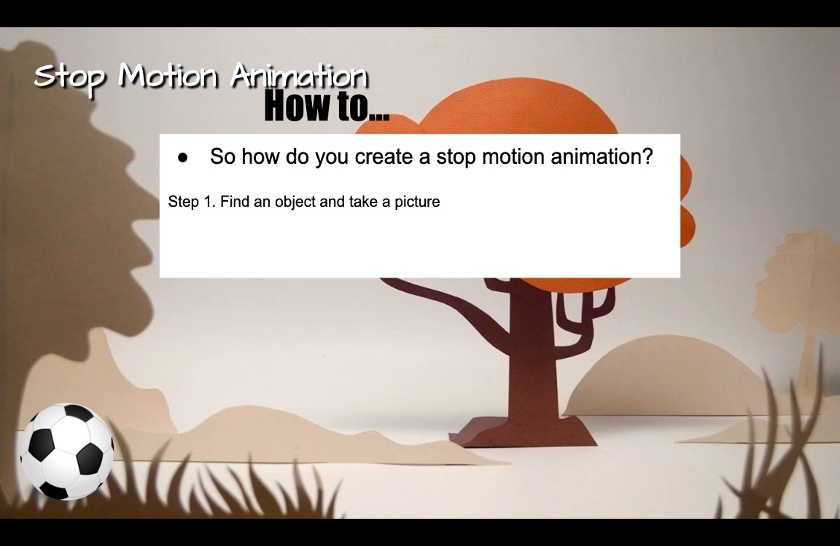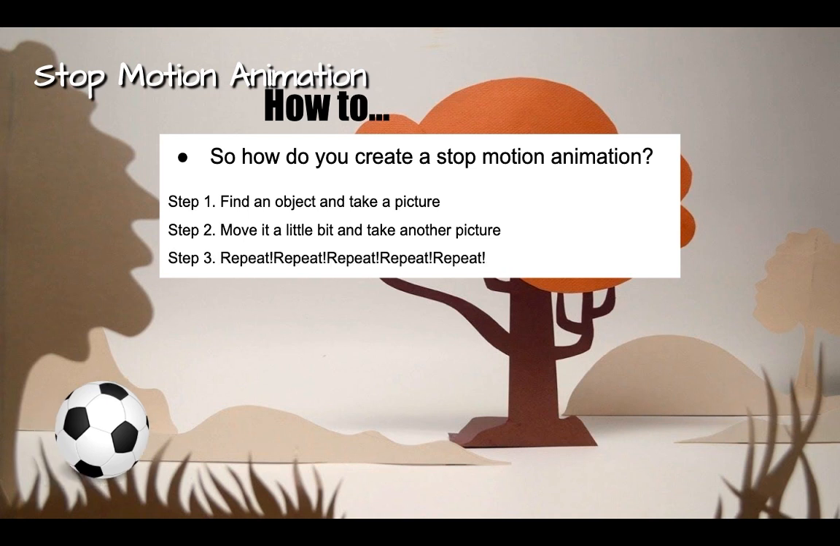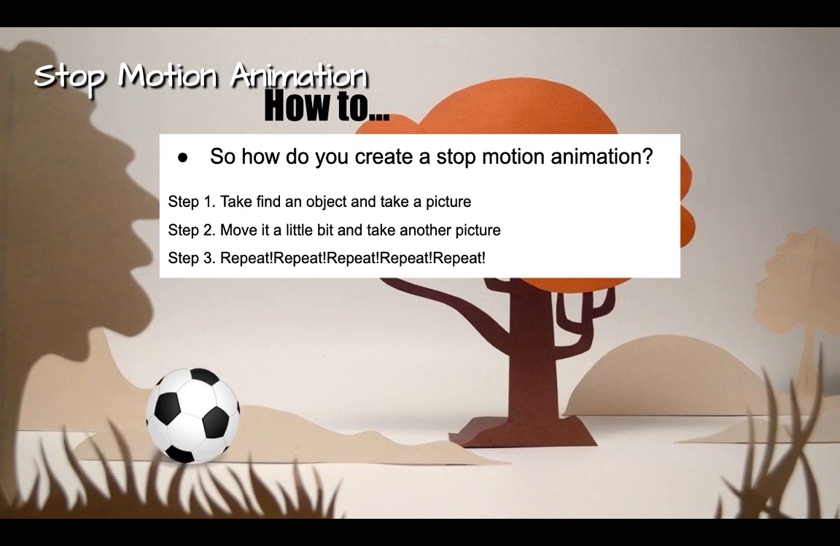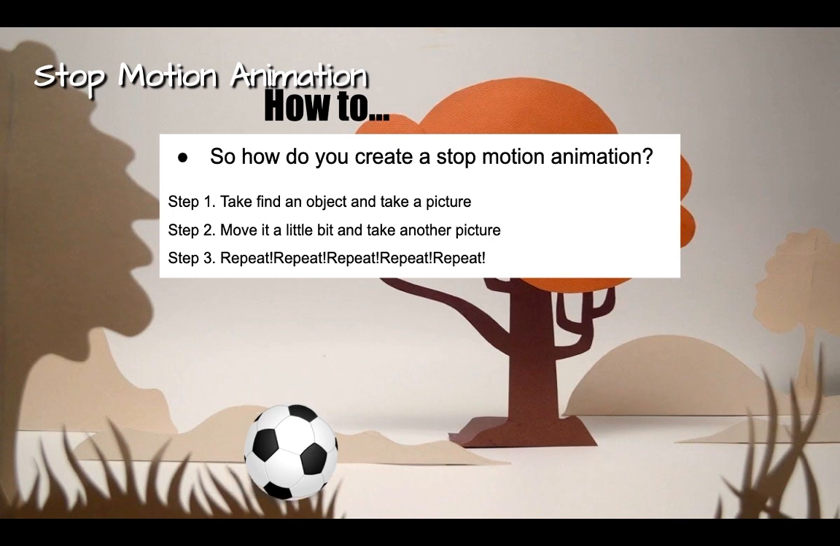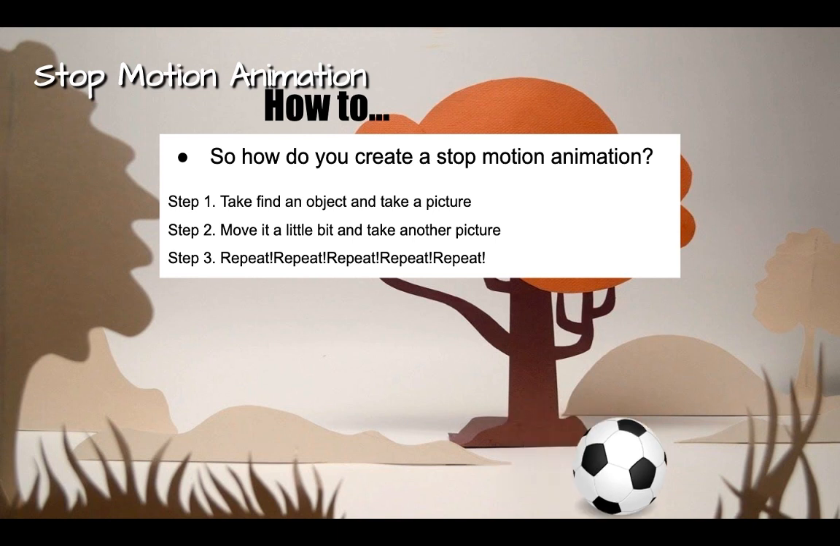In this example, I added a little soccer ball to my slideshow. On my next slide, I moved it a little bit. And then I took another picture of it. And then I repeated that over and over and over again, moving that soccer ball a little tiny bit each time. Moved it a little bit up, moved it a little farther over, show it going up and down.